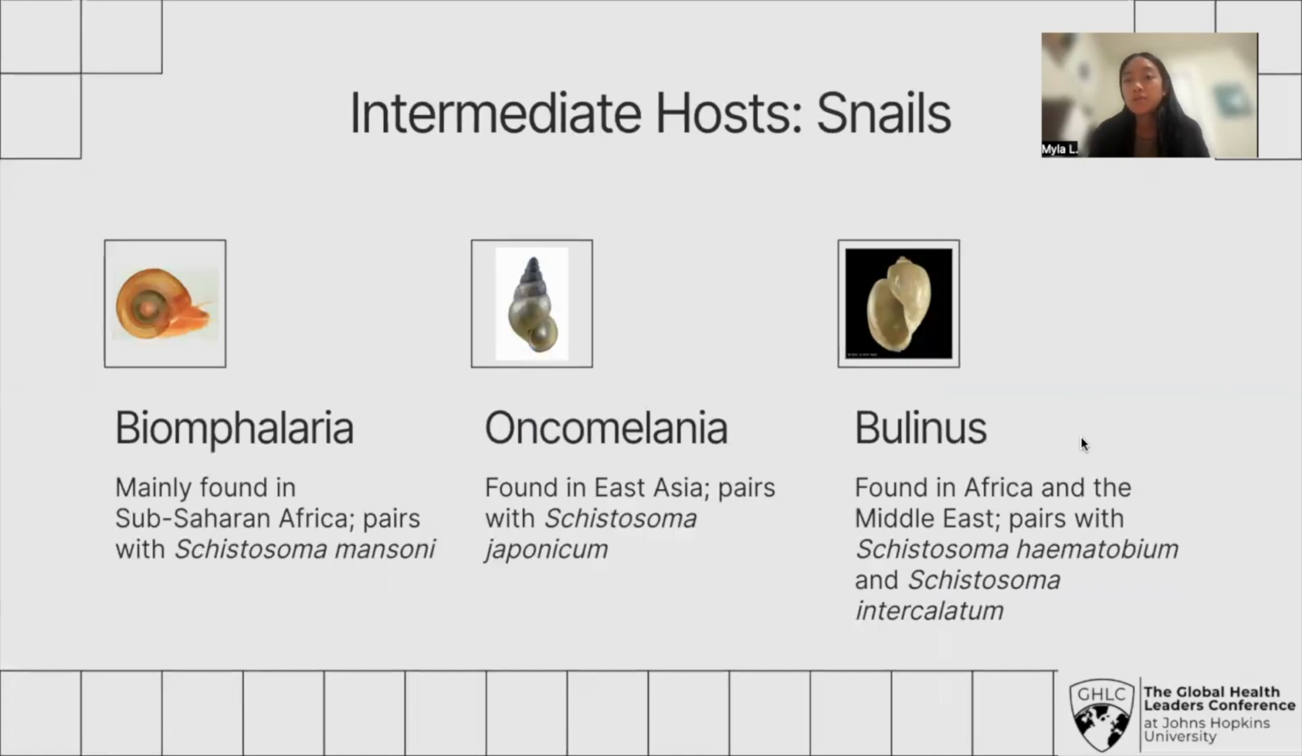Intermediate hosts of schisto are snails. There are three main types of snails. Biomphalaria, which is mainly found in sub-Saharan Africa, pairs with Schistosoma mansoni. Oncomelania is found in East Asia and pairs with Schistosoma japonicum. And Bulinus, which is found in Africa and the Middle East, pairs with Schistosoma haematobium and intercalatum.